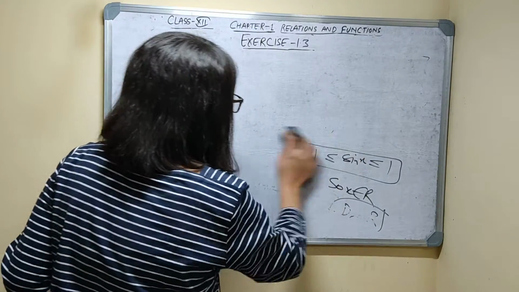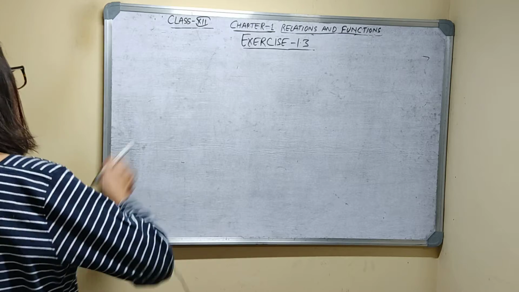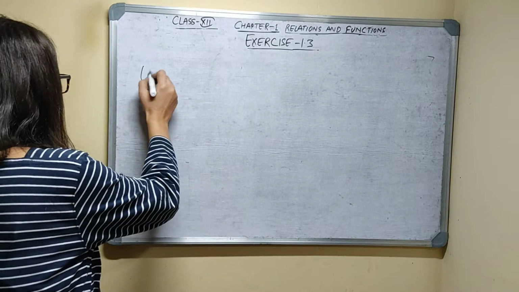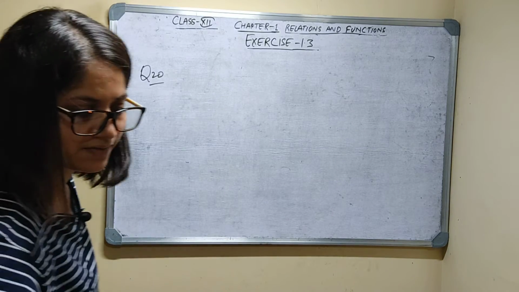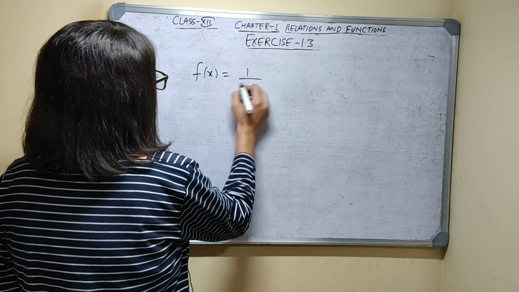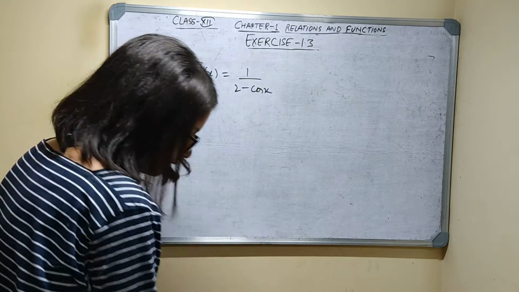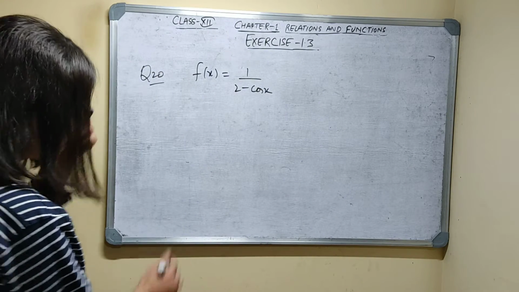Now, question number 20. Find the range of the function f(x) = 1 / (2 − cos x). You have to find the range of the function, so let's start from here.